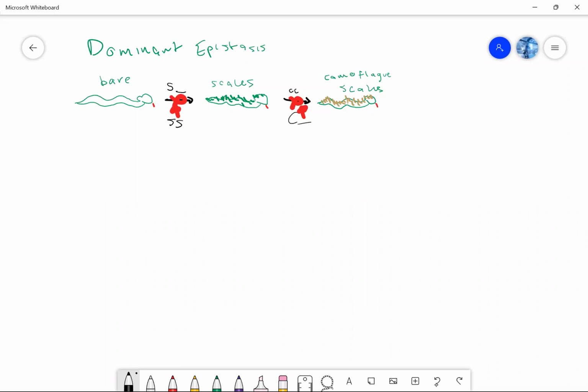Let's do a cross and make sense of the numbers. So we're expecting a 9 to 3 to 3 to 1. We know that. Mendel helped us find that. And so let's have a cross between true breeding individuals. Let's say that we have a capital S, capital C crossed with a lowercase s, lowercase c. That is obviously the parental generation. It is going to give us 100% heterozygous individuals at both loci. And when you cross 2 of these together to create the F2 generation, we're going to have 9, 3, 3, 1.